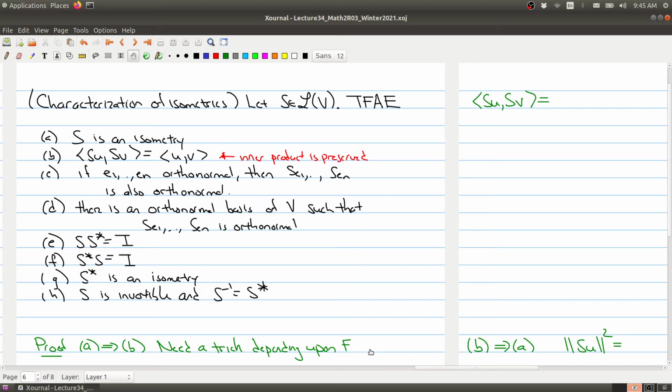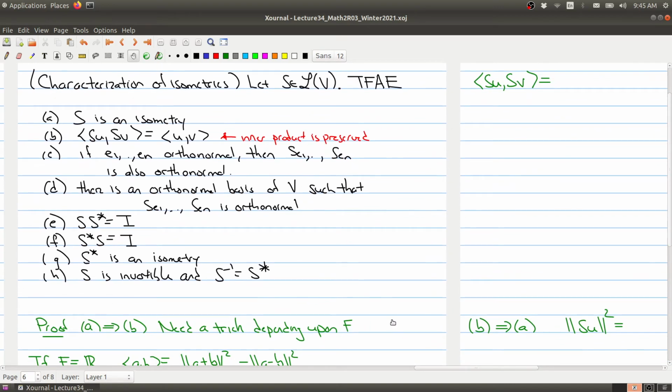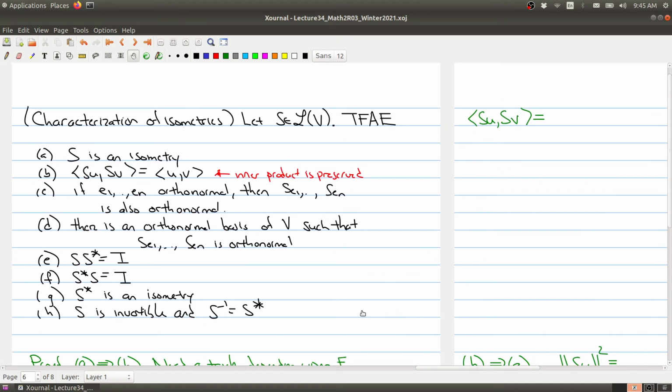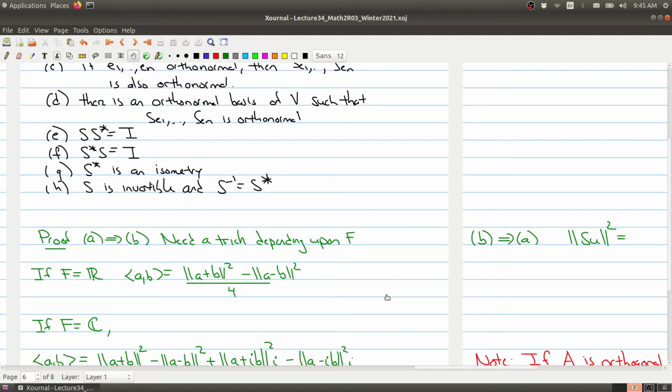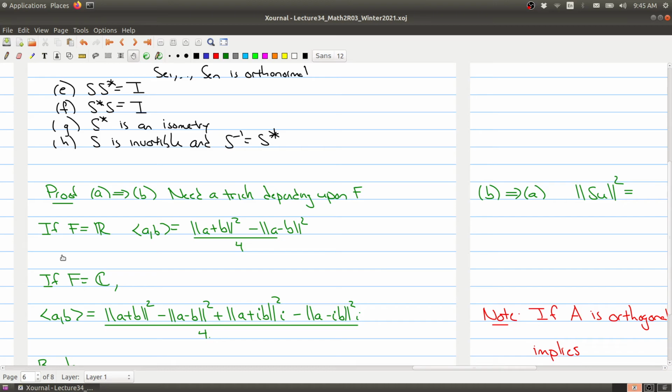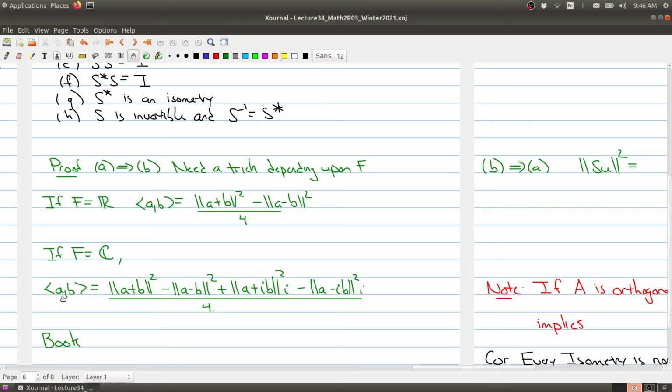Okay, so I'm not going to prove everything, but I feel like I should prove something in today's lecture. I haven't really proved anything yet. So I'm going to prove that A and B are equivalent statements. And you actually need a trick depending upon which field you're working with. If you're working with the real numbers, you need the fact that the inner product of a and b can be written in terms of norms. It's the same thing as the norm of a plus b squared minus the norm of a minus b squared, divided by 4. And if you're working in the complex numbers, the inner product of a and b can also be expressed in terms of norms.